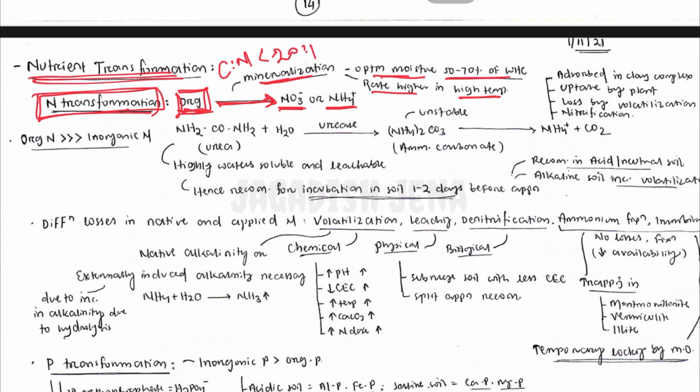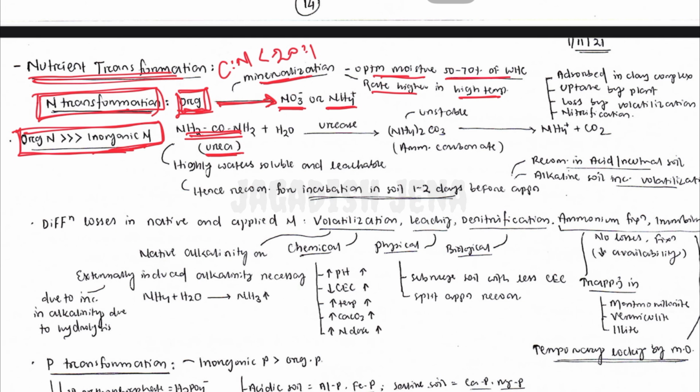Now, I was talking about this: organic nitrogen is very significant, more significant than inorganic nitrogen. Then how does urea hydrolysis happen? The major fertilizer we apply in the soil is urea. The formula of urea is NH2CONH2. That is the formula of urea.